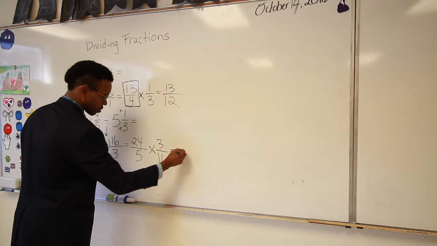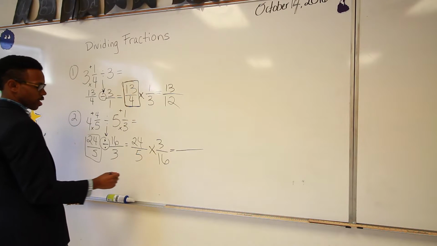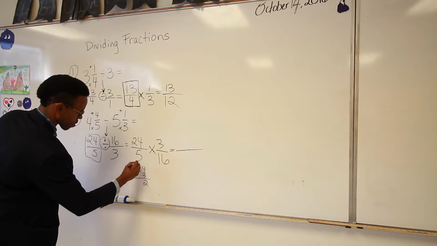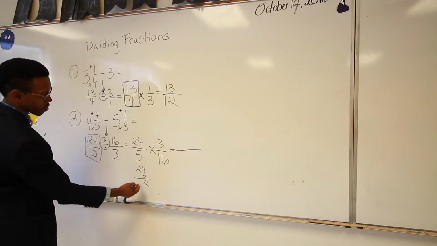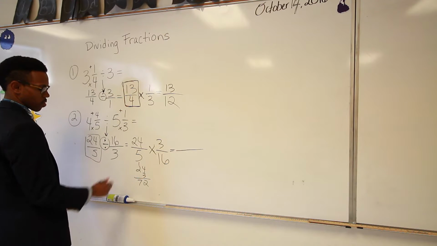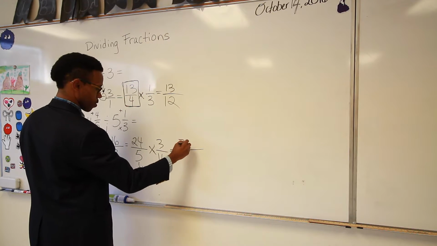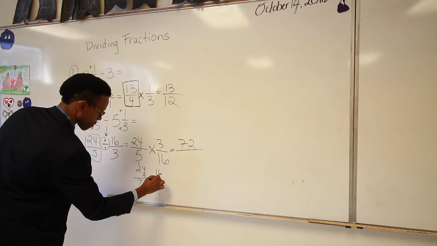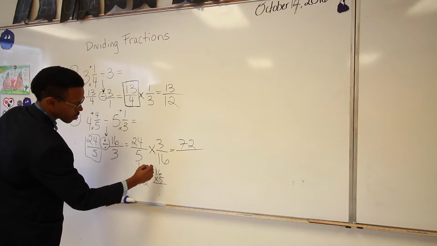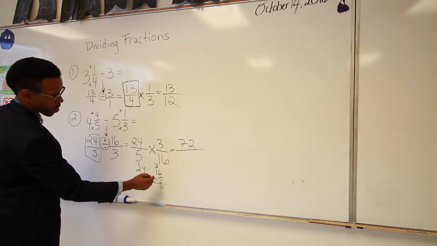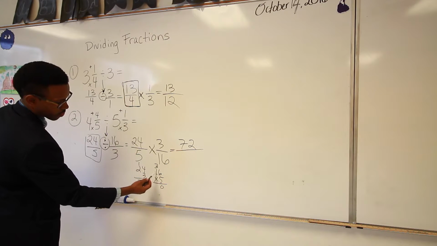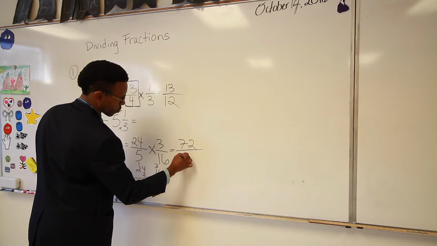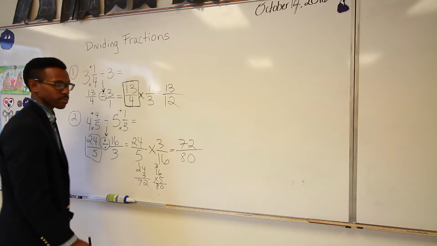For our multiplication, we just go right across. 24 times 3. Three times 2 is 6. Three times 4 is 12, add the 1 makes 72. 5 times 16, or 16 times 5, whichever way is easier for you. 5 times 6 gives us 30. 5 times 1 is 5, add the 3, that gives us 8. We have 72 over 80.